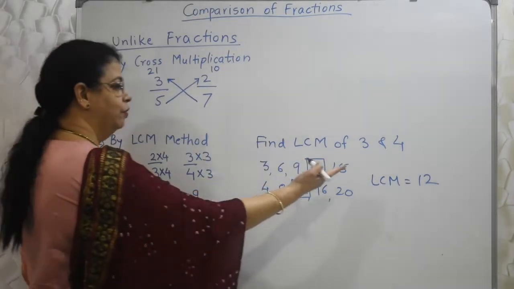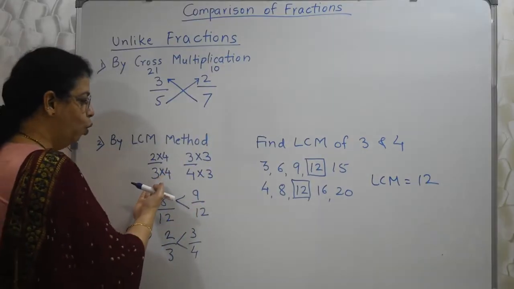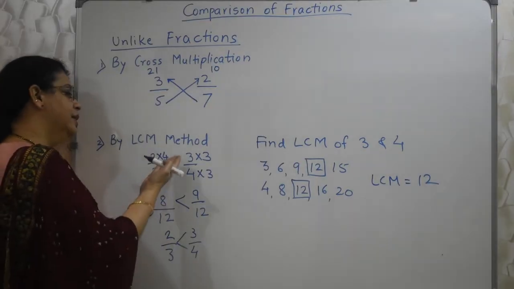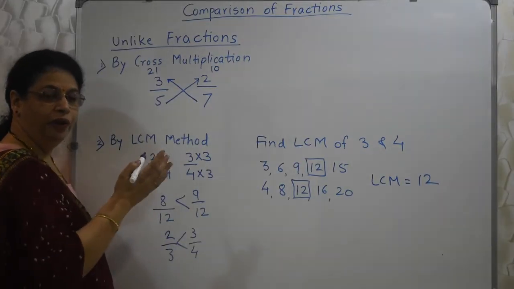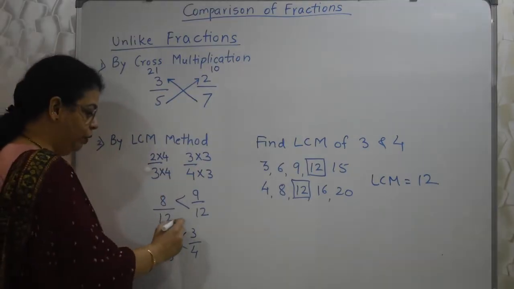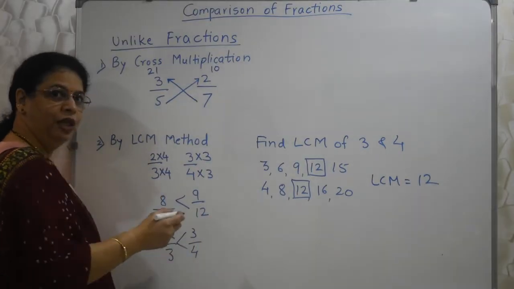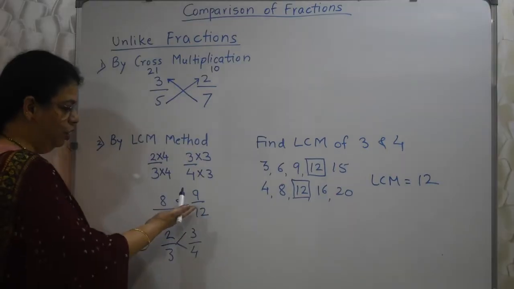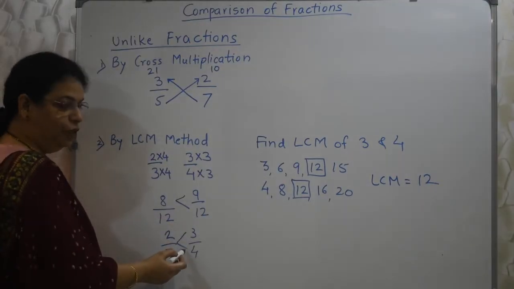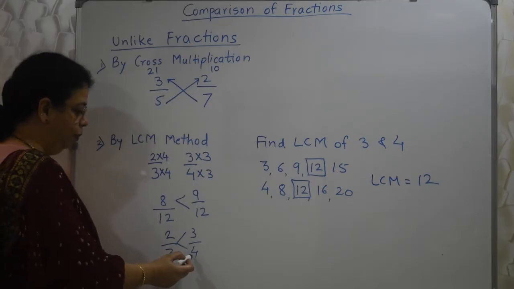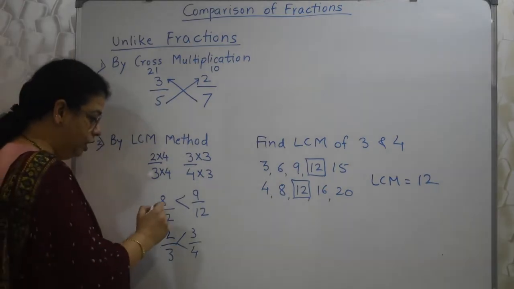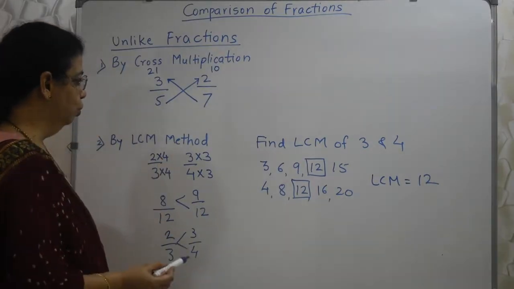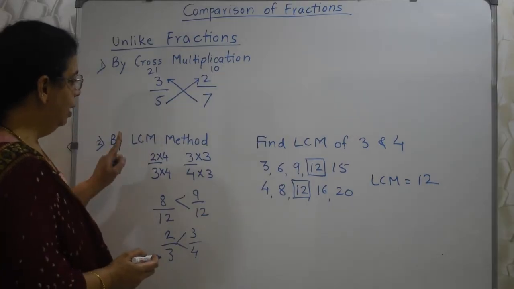We took help of this LCM. We made both the denominators equal to the LCM by multiplying by the required number, and we did the same thing to the numerator so that the value of the fraction will not change. And afterwards we got both the denominators the same, then it became very easy for us to identify which one is bigger, which one is smaller. The same thing is applied to the original fractions, because in your options this number won't be there, original numbers will be there. So this is how you should do cross multiplication and the LCM method.